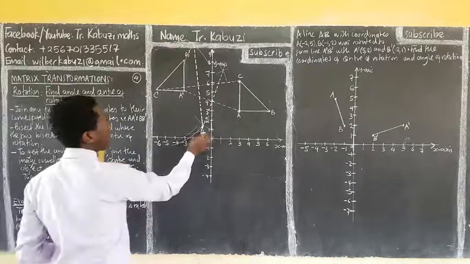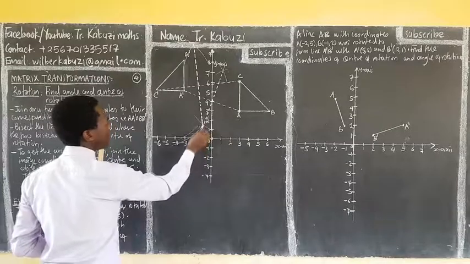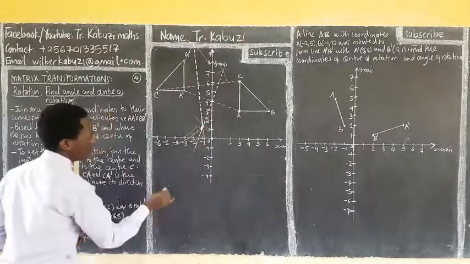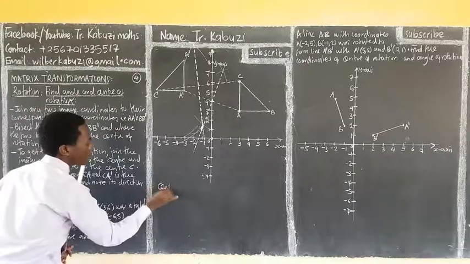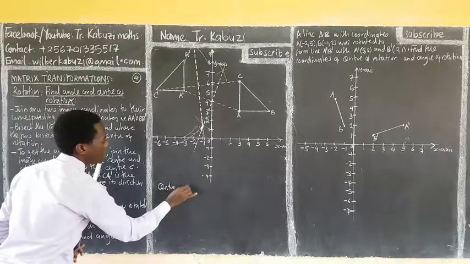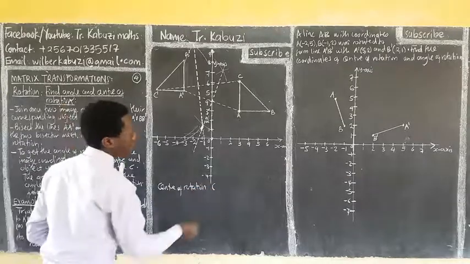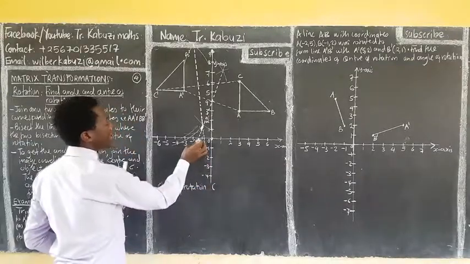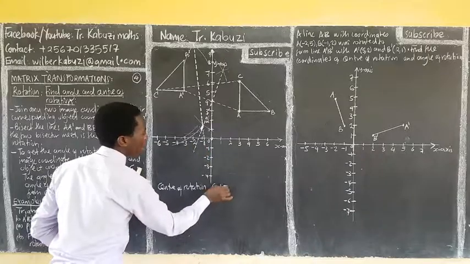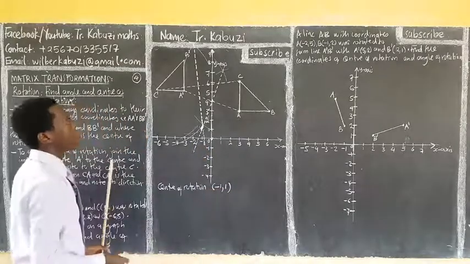So this point, I think we can read it. My center of rotation is here. You see, it is going to be at, we read the x as negative 1, and the y is 1.